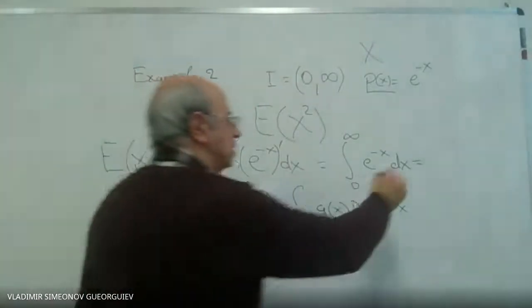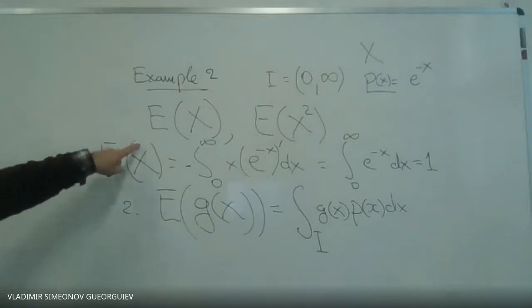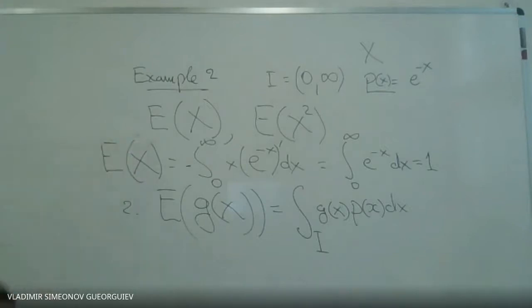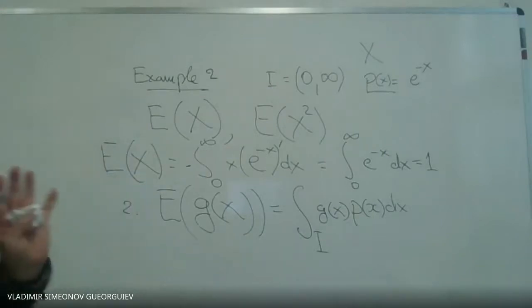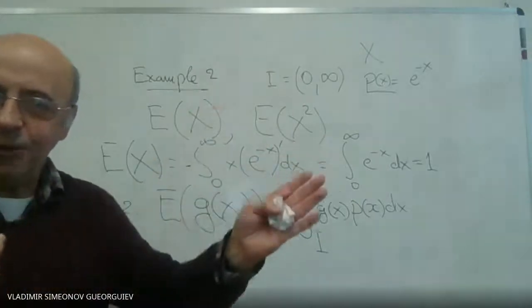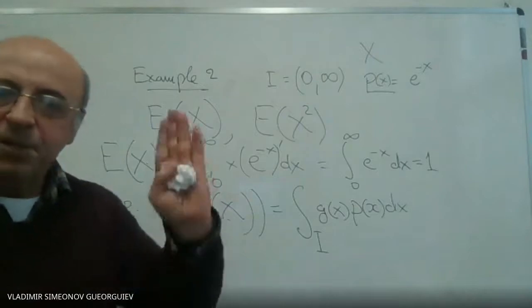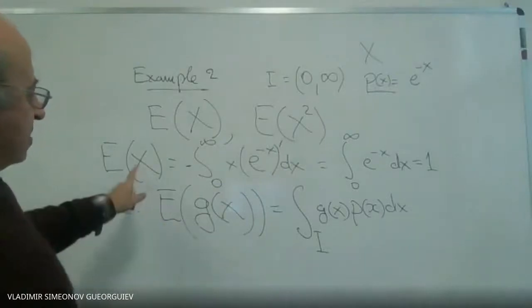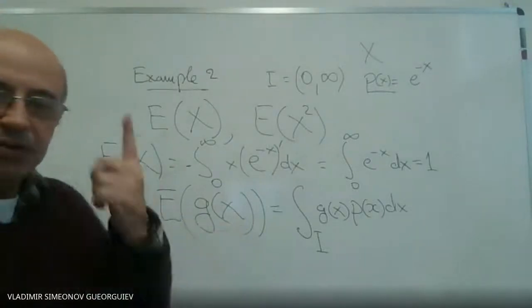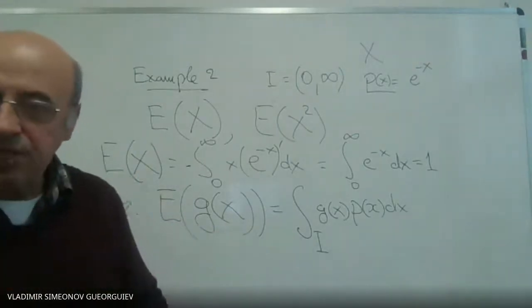This is again 1. You can see that the expectation of 1, the function identically 1, is 1, and the expectation of x is also 1. But this does not mean that x is equal to 1. Only the expectations are the same, but the random variables are different. In the first case, we take g(x) identically equal to 1. In the second case, we take g(x) equal to x.